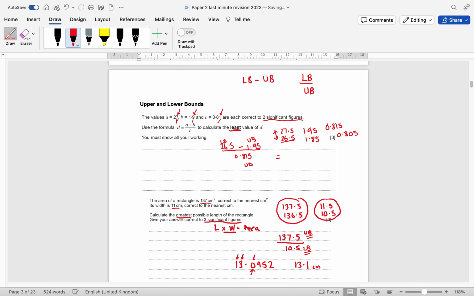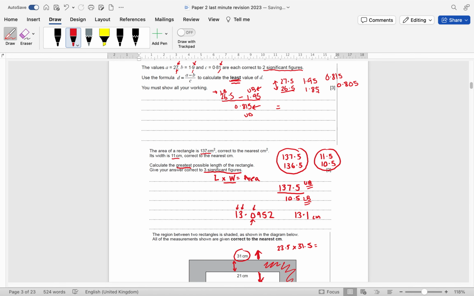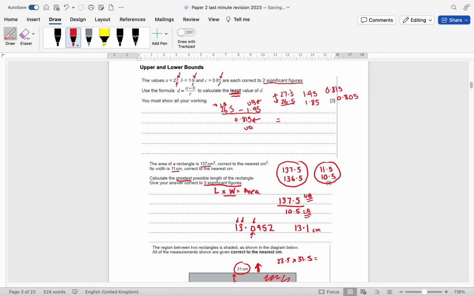So to find the least value of D, right, A minus B divided by C, I'm going to use the lowest value of A, which I've done here. I'm going to use the biggest value of B to take away from it, which I've used here, and I'm going to use the biggest value of C to divide by, and that will give me the lowest possible answer. What I haven't done is put this in my calculator and worked it out, but be sure to show all your upper and lower bounds like I've done here.